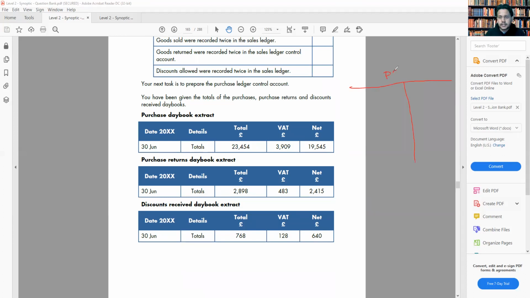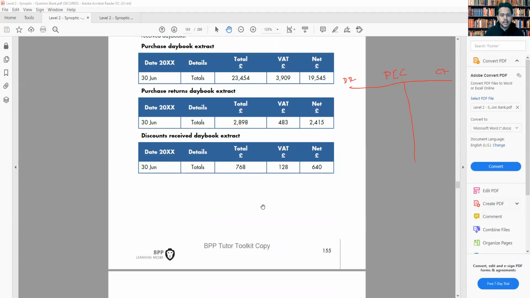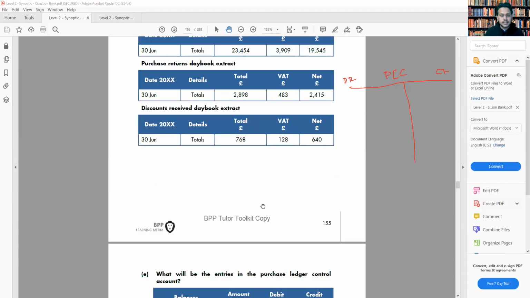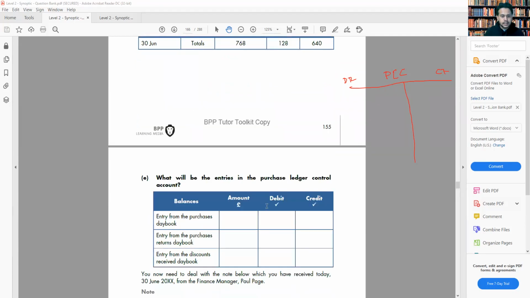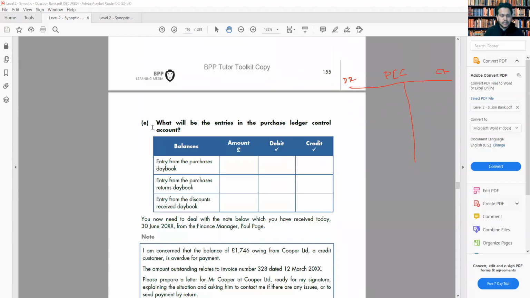Purchase ledger control, debit side and credit side. Purchase ledger control is normally a credit balance because it's a supplier account. It represents how much money I have to pay to my suppliers. This is the total balance. How much is total outstanding to the credit suppliers? The purchase day book represents how much is the purchase, and like the sales day book, the return day book is the return. Let's have a look. What is the requirement? The requirement is what will be the entries in the purchase ledger account.